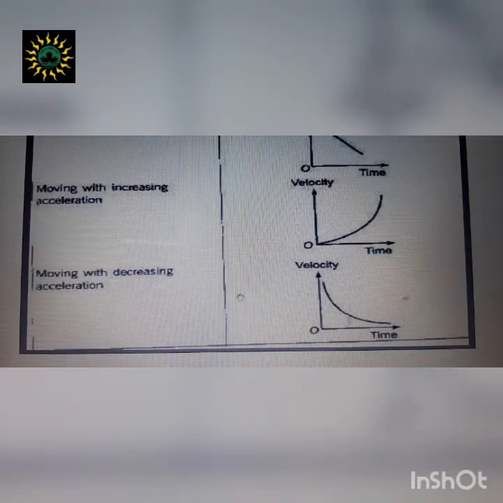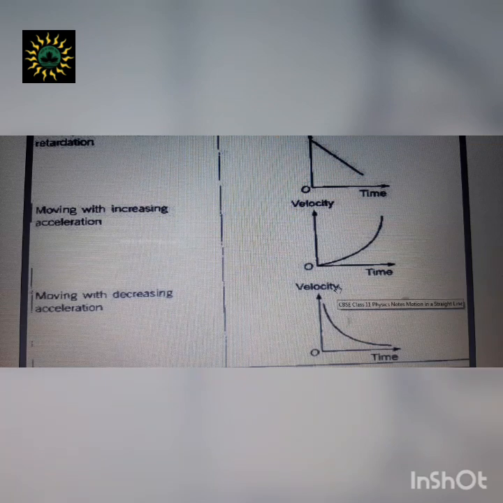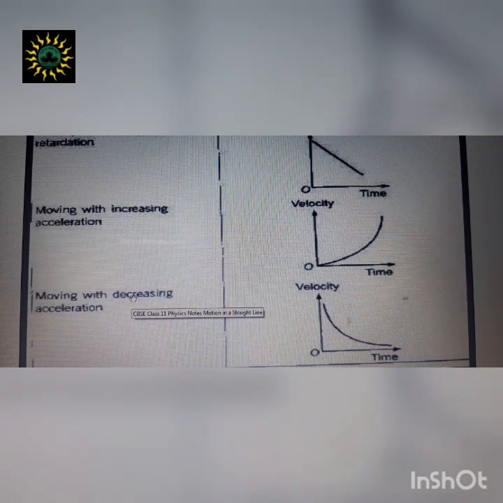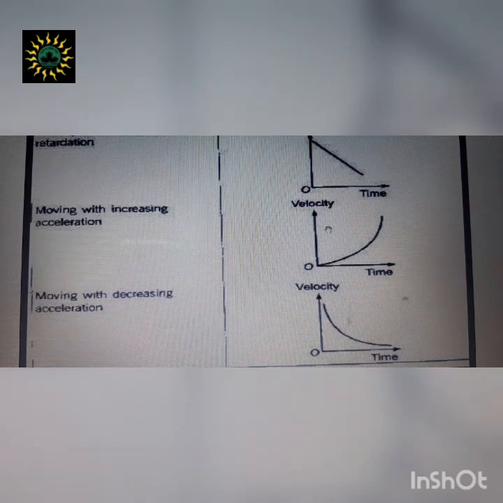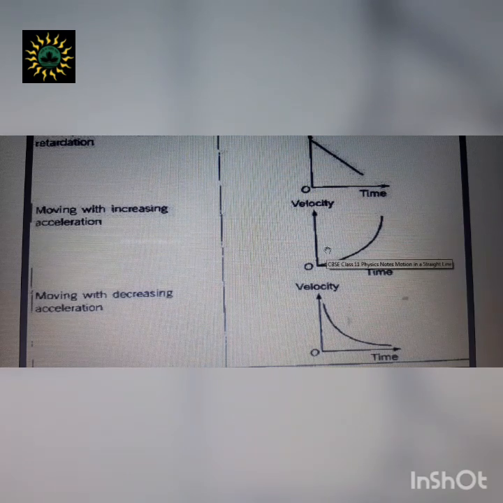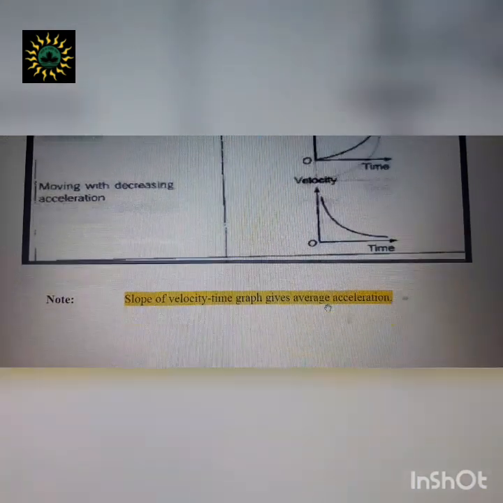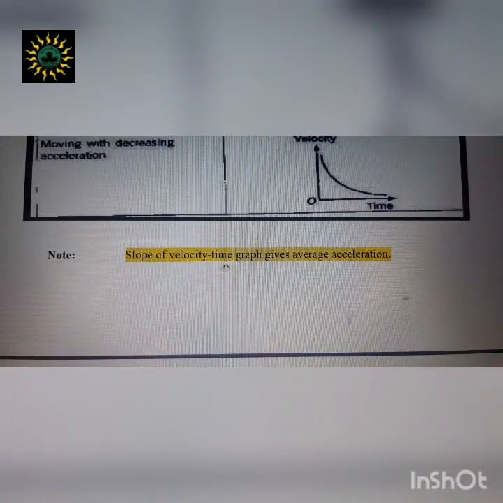Moving with decreasing acceleration will be the same. So in both these cases you will not get a straight line, which you got in the case of a constant rate, when acceleration was constant and velocity was increasing or decreasing at a constant rate, and you got the straight line. But in these two cases you will not get the straight line, and the slope of the velocity and time graph will give the average acceleration.